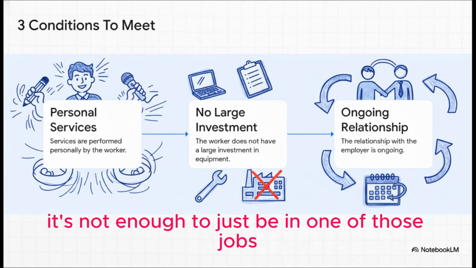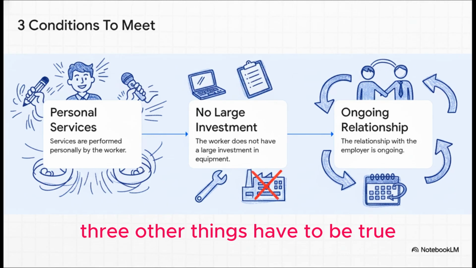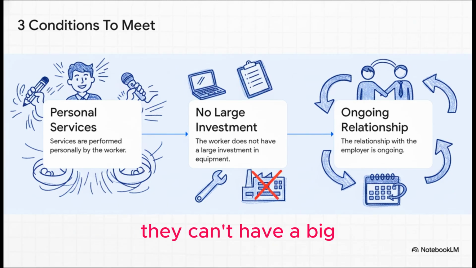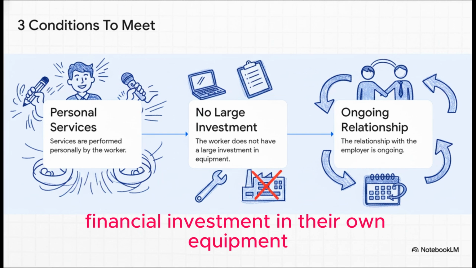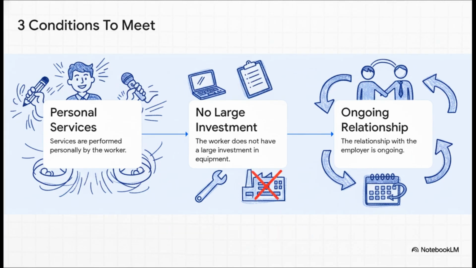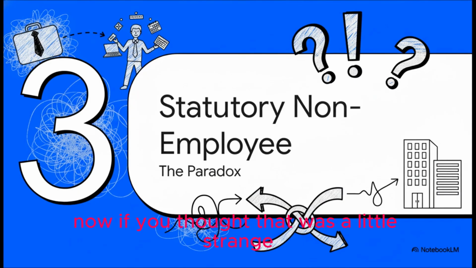But wait, it's not enough to just be in one of those jobs. To officially be a statutory employee, 3 other things have to be true. 1, they have to do the work themselves, personally. 2, they can't have a big financial investment in their own equipment. And 3, they have to have an ongoing relationship with the company. All 3 of those boxes have to be checked. Now, if you thought that was a little strange, brace yourself for this next one.